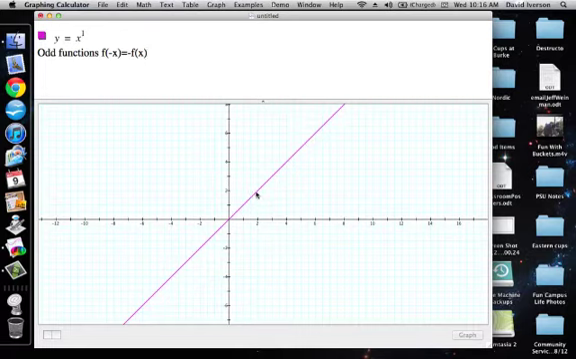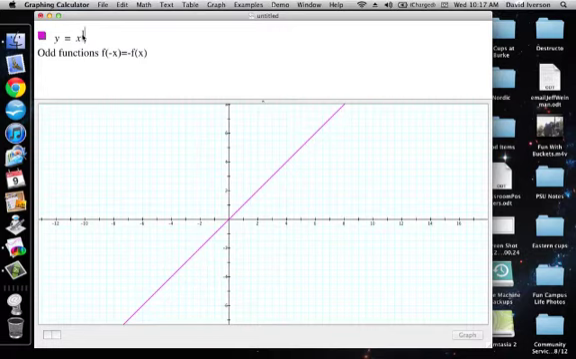So if I plug in x equals 2, I get y equals 2. If I plug in x equals negative 2, I get y equals negative 2. So f of 2 is 2, and f of negative 2 is negative f of 2. Okay, we're going to get into some other ones here.